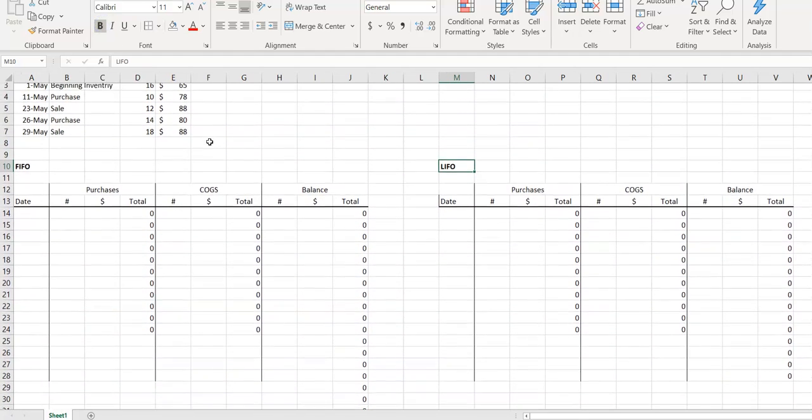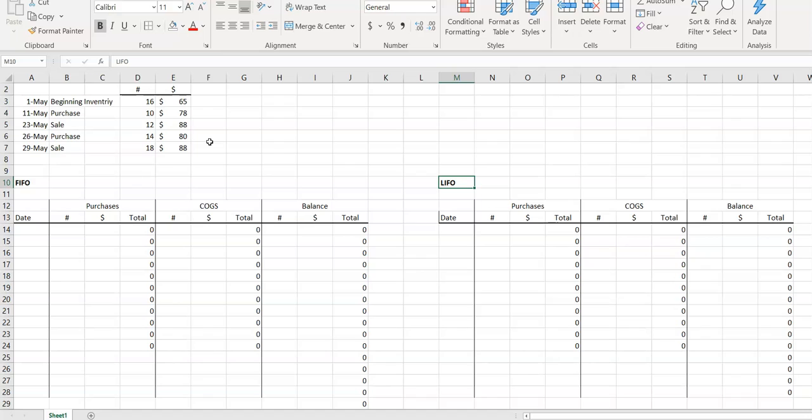I'll post these notes, so if you want to, you can copy and paste these into your notes to get started working problems out. All right, May 1st, we're going to do FIFO first. May 1st, we had a beginning balance of 16 units at $65.